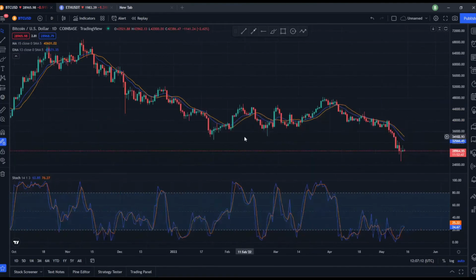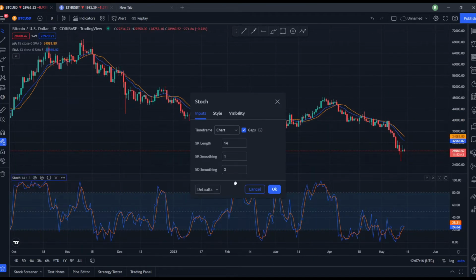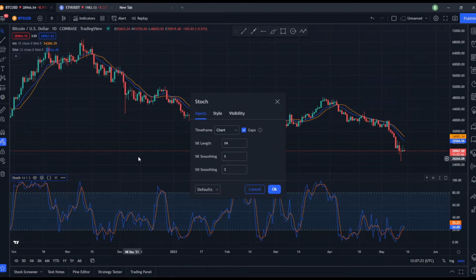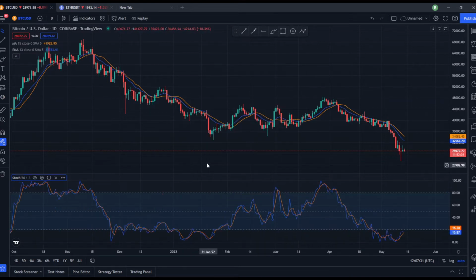Okay, so once you're done with that, the next thing you want to do is come here and double click, or you can also easily come here and click on the settings button that we have right here, and this is going to pop up. And I want you to change this from 14 to what? 50. Now, I know a lot of people might be confused, asking why are you changing to 50? The value is too big.